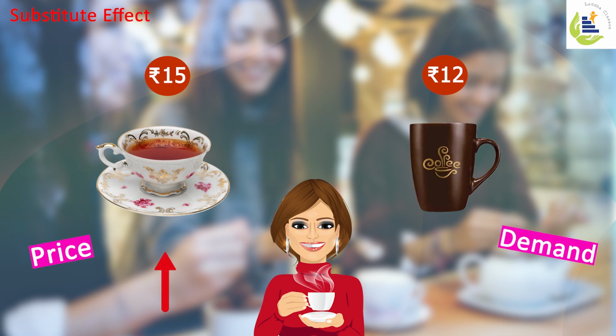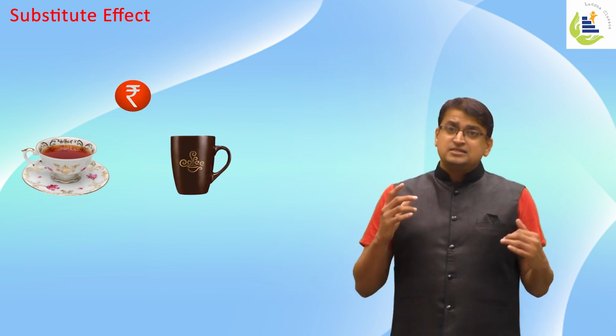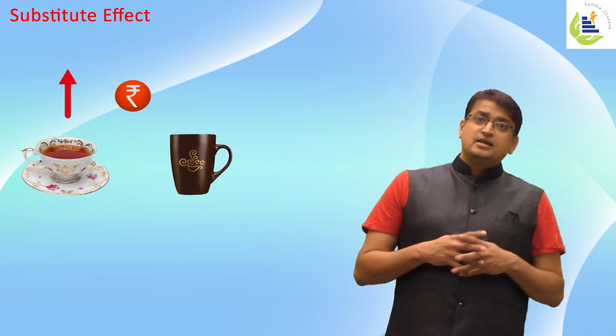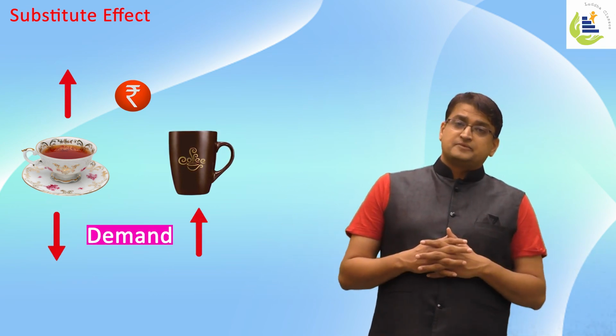So demand for coffee increases since the price of tea has increased, and hence people will demand less tea and more coffee. Now this is valid only for substitution goods. Hence, what happens in the case of substitution goods? If the price increases for one commodity, its demand falls, but its substitute's demand increases.